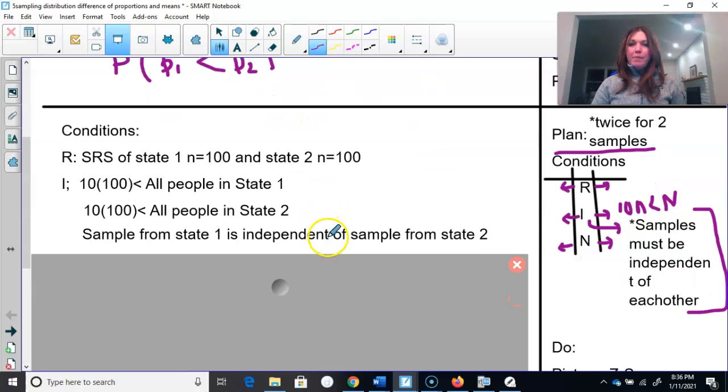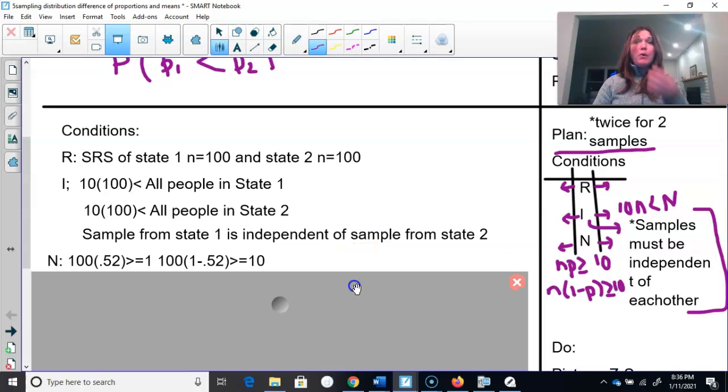Okay, next we have the normal model. This is a really big mistake that people make. People do n is greater than or equal to 30. That is for means, not proportions. Remember the normal model: n times p is greater than or equal to 10, and n times 1 minus p is greater than or equal to 10. Okay. You have to do this for both samples.